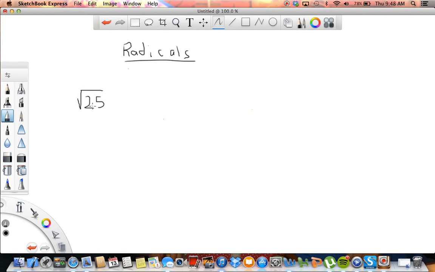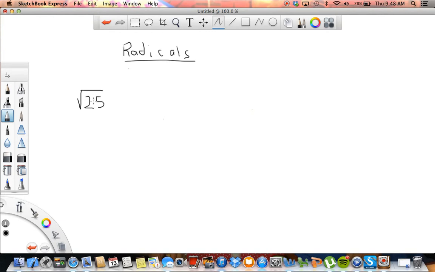The number underneath the radical sign is called the radicand. And you need to know that for when you get to your testing. They may ask you what the radicand is in a problem, and just know that that is the number that's underneath the square root or the radical sign. So in this case, the radicand would be 25.